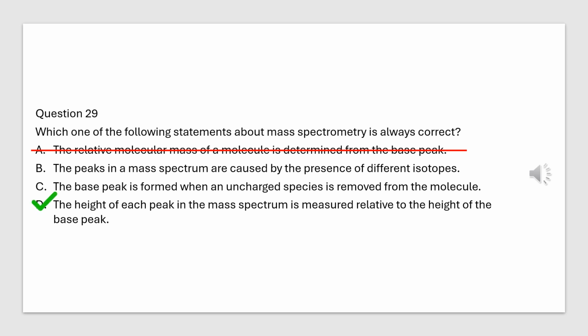The peaks are caused by the different masses of fragments. So, B is eliminated. The base peak can also be formed from fragments larger than itself. These fragments are not always molecules. So, C is eliminated.